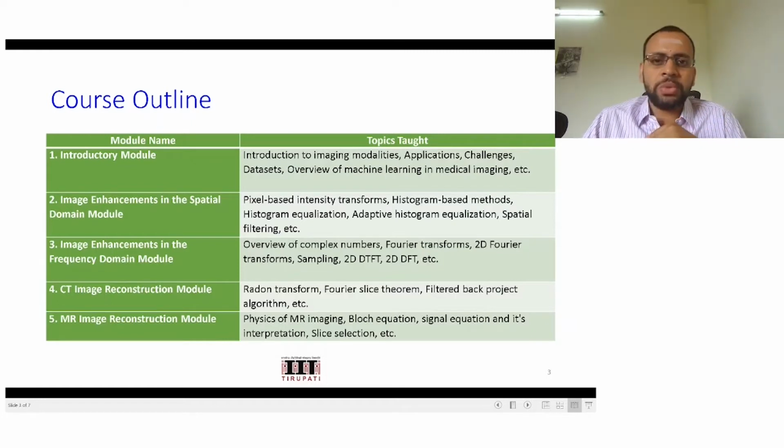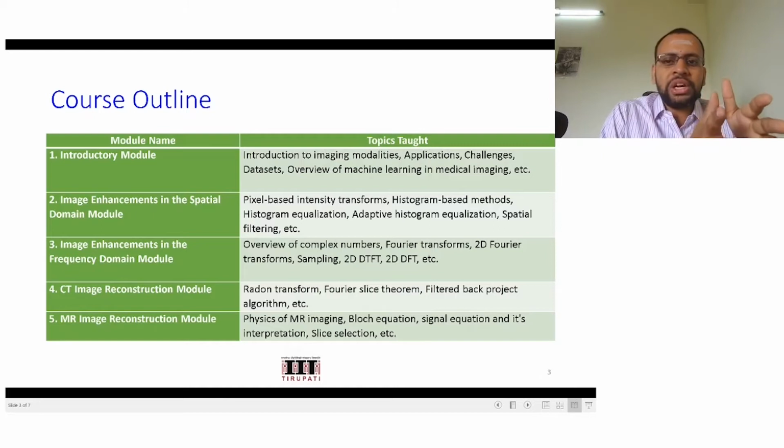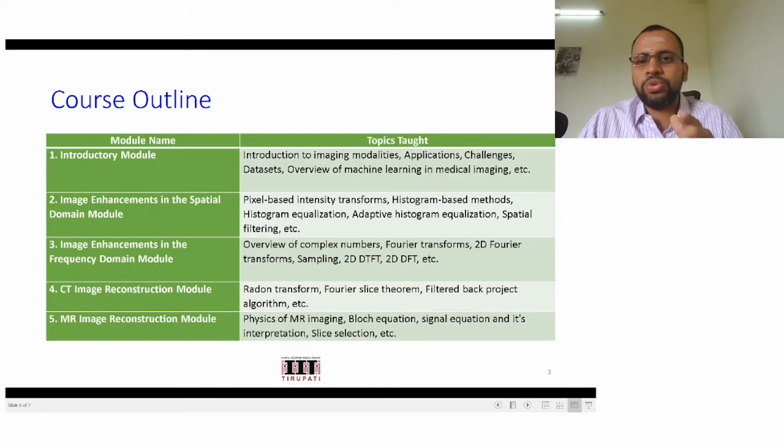In the introductory module, we would be talking about both image processing methods on one hand, and also on the other hand about the domain knowledge about the medical imaging. Both we would be talking in the first module.